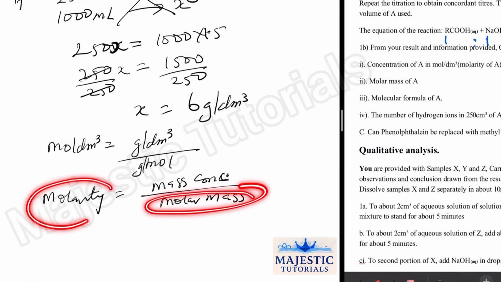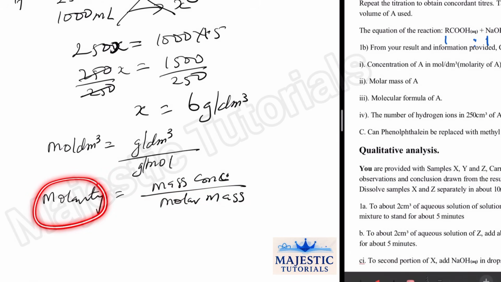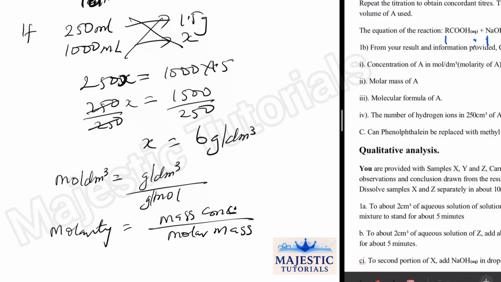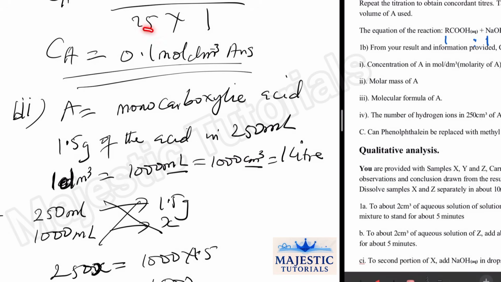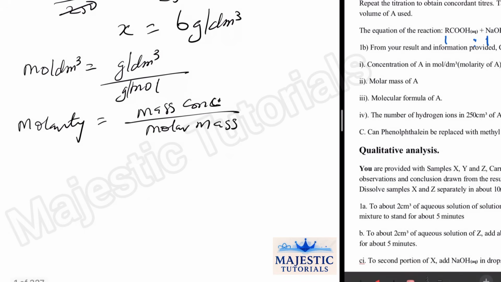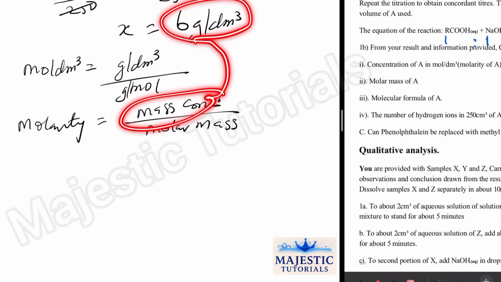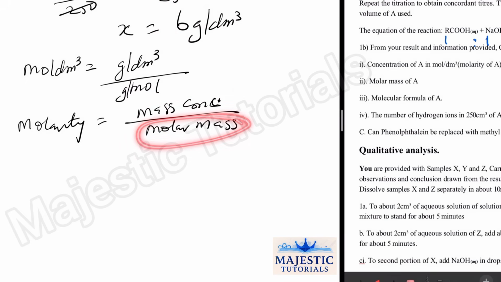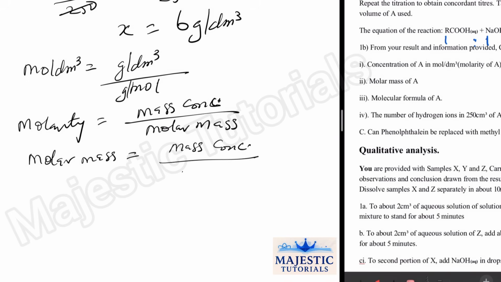Molarity is what we have found already in II, which we got as 0.1, that is Ca. Then mass concentration is automatically what we got here, which is 6 gram per dm cube. So we are only left with this thing that is unknown. We can now make it subject of the formula. So making it subject of the formula here, molar mass is automatically equal to mass concentration divided by molarity. Yes, that's concentration in gram per dm cube all over concentration in mole per dm cube.